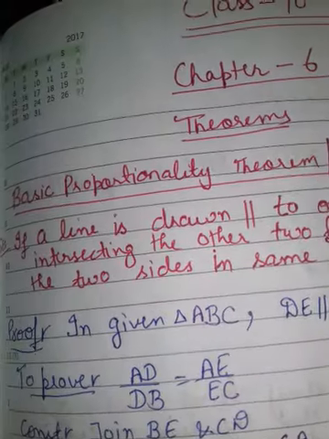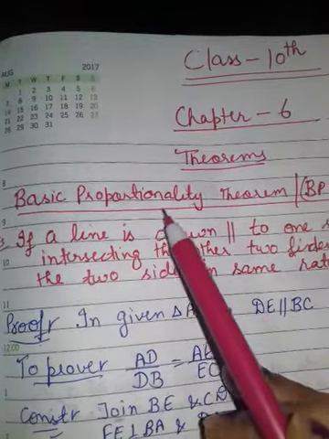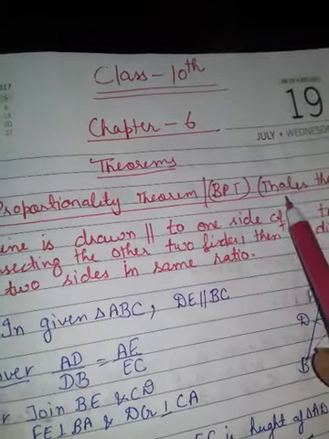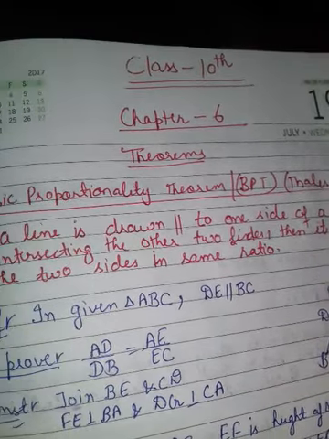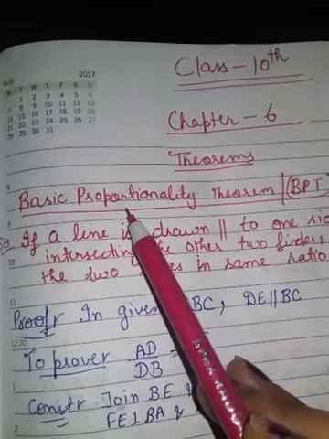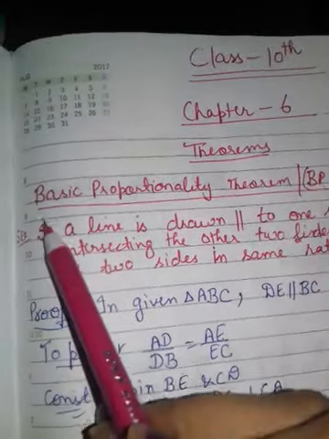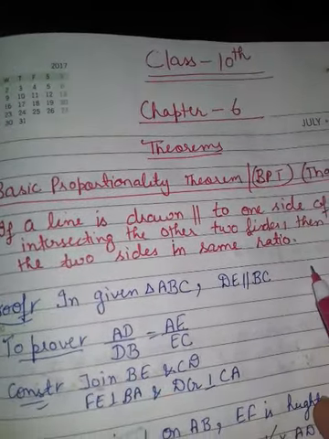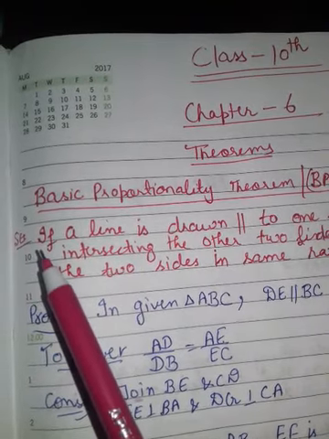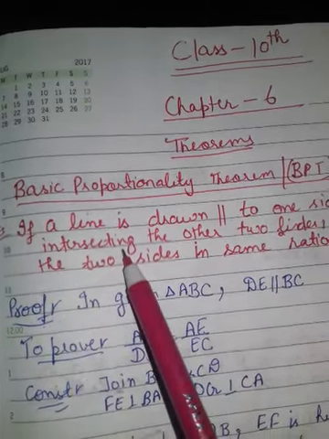Your first question is the BPT theorem. It is known as the basic proportionality theorem. Another name is BPT, or you can say Thales theorem. Sometimes it is given that write the proof of the basic proportionality theorem, or BPT theorem, or Thales. Sometimes you are given this type of statement, but one time I have seen in 1 mark it is given that write the statement of BPT theorem. Then you have to write it.